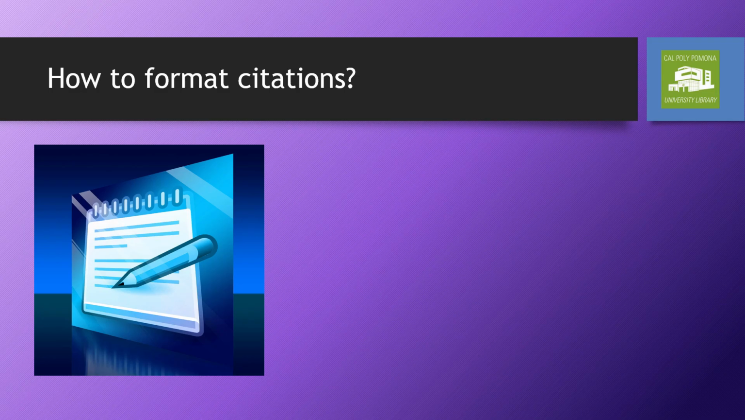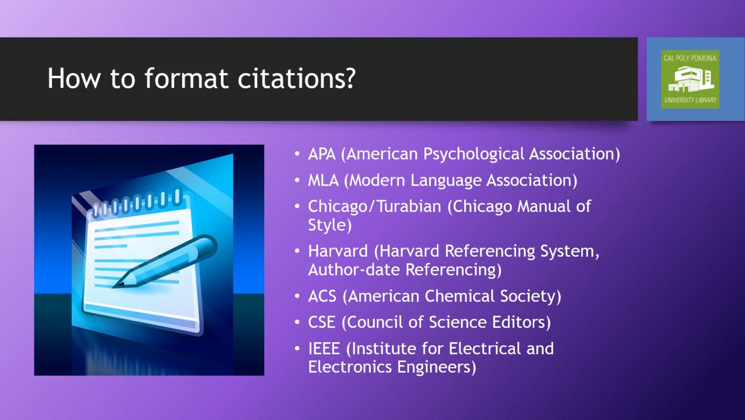But what citation format should you use? How do you format citations? There are several types of citation styles used in academia. A few examples are APA from the American Psychological Association, MLA from the Modern Language Association, Chicago or Turabian from the Chicago Manual Style, Harvard from the Harvard Referencing System or Author Date Referencing, ACS from the American Chemical Society, CSE from the Council of Science Editors, and IEEE from the Institute for Electrical and Electronics Engineers. Your professor should tell you what style they prefer for your assignments, but if not, ask.